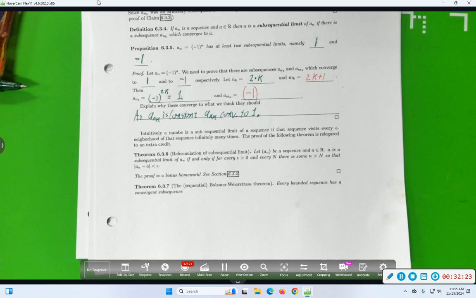What does it mean to be a subsequential limit? It means that I can throw out a bunch of terms, still have infinitely many, and that sequence now gets really, really close to a. Well, that means that for every epsilon, a_{n_k} is going to converge to a. So as soon as k is really big, a_{n_k} minus a is less than epsilon. Now consider any big N. Eventually the n_k's are all bigger than big N because it's strictly increasing. Yeah, that seems like it should work out.